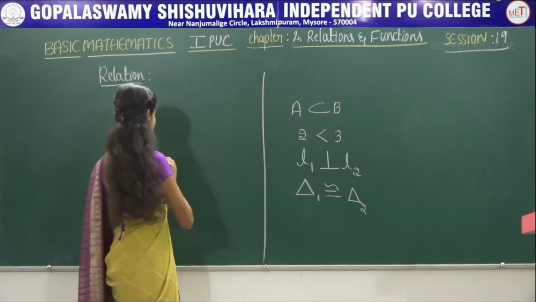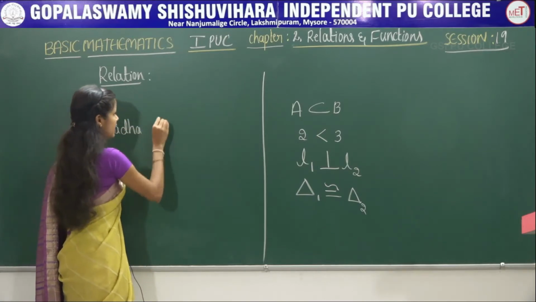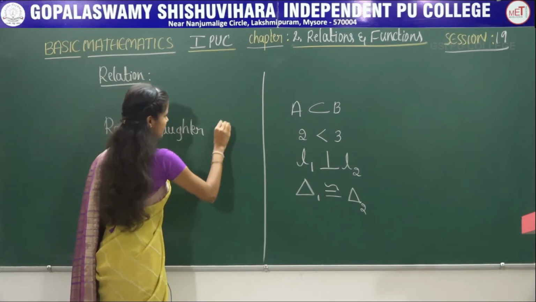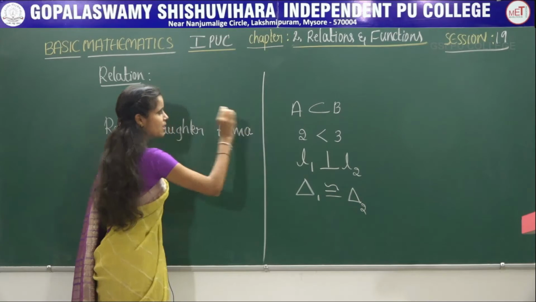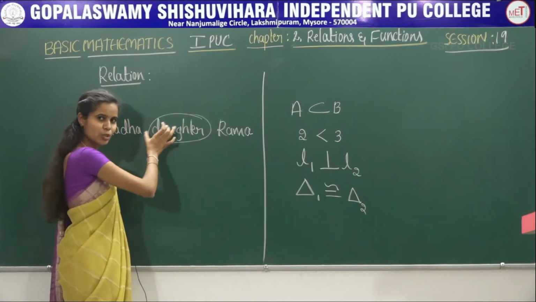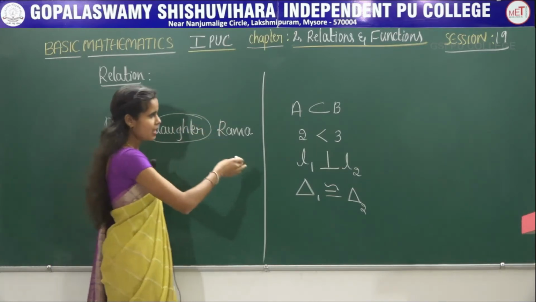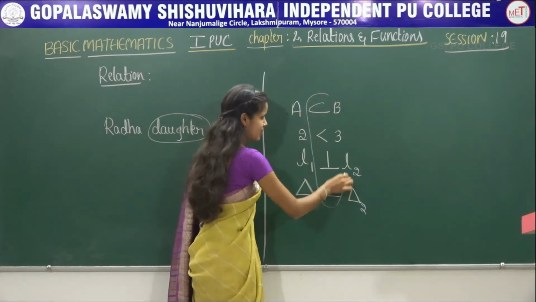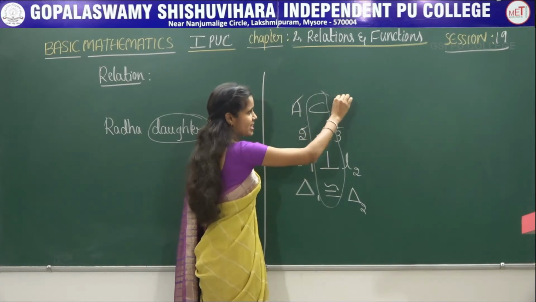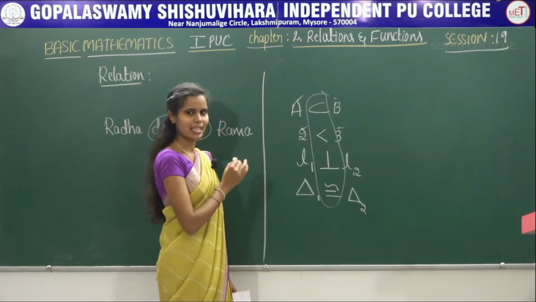In human relation, for example, consider Radha. Radha is a daughter of Rama. Here observe, the word daughter shows the relationship between these two persons. Here it connects these two persons. This is called human relation. In mathematical relation, this connects two numbers, so two quantities. Generally we call them elements or objects.